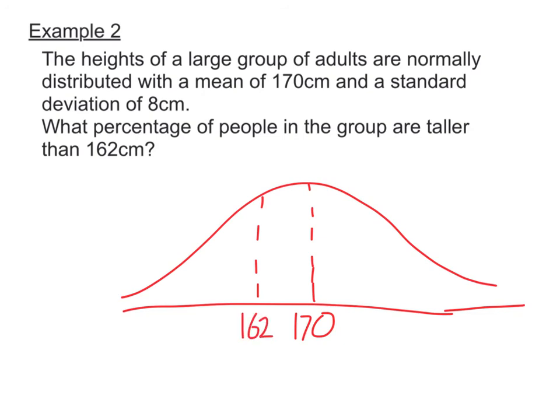We know that above that mean, the rest of this whole section contains 50% of our scores. But we need to add on this little extra bit. What we know from right at that first diagram is that if we went 1 standard deviation either side of our mean, then that section would contain 68% of our scores. Because it's symmetrical, this section here, just from the mean to 1 standard deviation below, is going to contain half of that 68. So this section here is going to contain 34%.